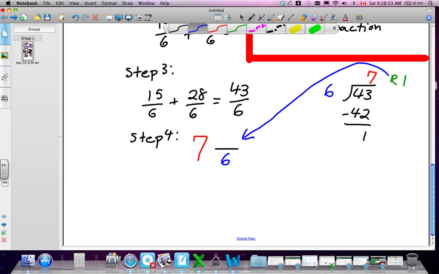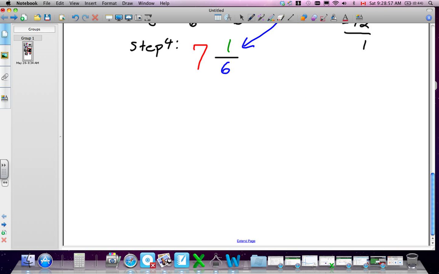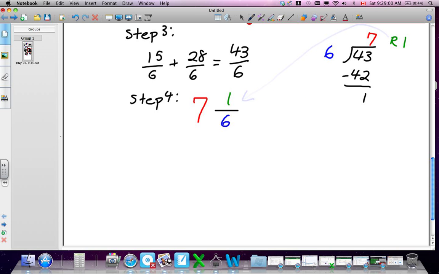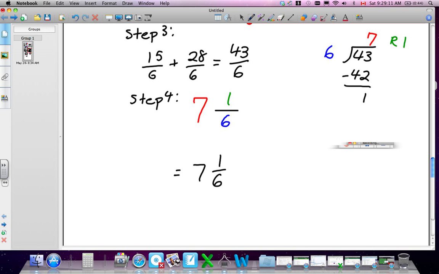So, now that we have all our colors coded, I'm going to put it all in black here, so let's say it's our final answer. What is our final answer in mixed form? 7 and 1 6th. Good. Excellent. Does that make sense? Yeah. So you girls can do that? Yeah. Alright, I'll give you a little sheet to practice that.